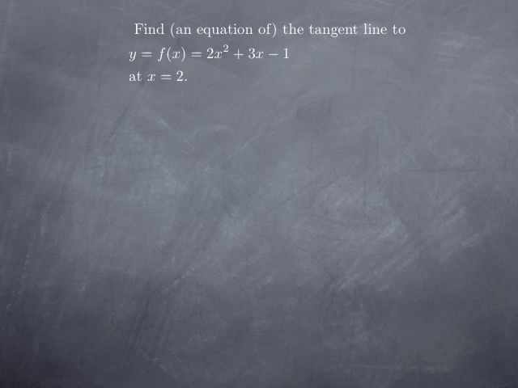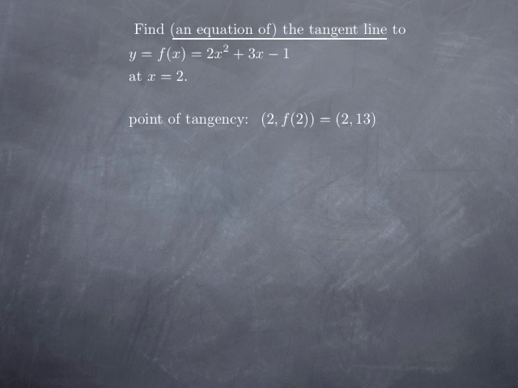Let's say we want to find the tangent line to the graph of the function 2x squared plus 3x minus 1 at x equal to 2. Of course, when we say find the tangent line, we mean find an equation of the tangent line. So to find an equation of the tangent line, we need two things. We need one point on that line and its slope.